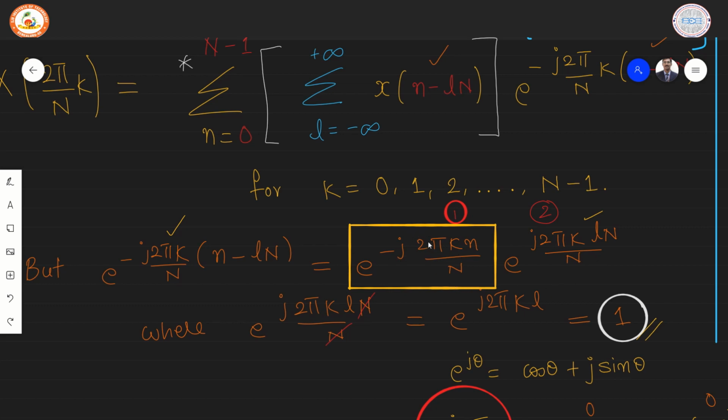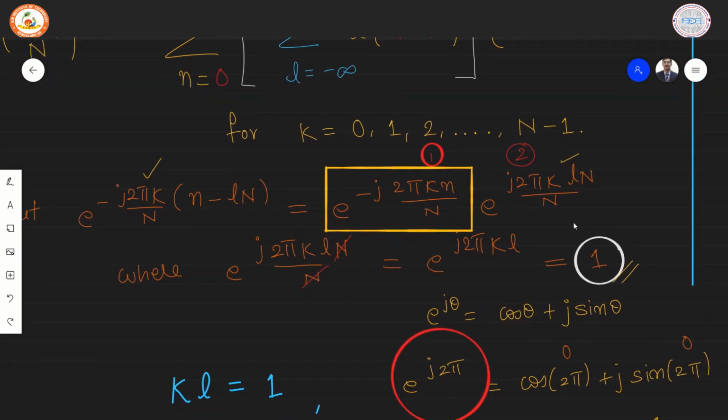The first term we can keep as it is. The second term, if I consider, you observe that n is common in both numerator and denominator, hence it cancels. What is left is e power of j2 pi kl. k is an integer, L is an integer, so we are talking about an integer multiple of 2 pi. Whenever you have an integer multiple of 2 pi, the answer is equal to 1. This answer could be easily shown like this.